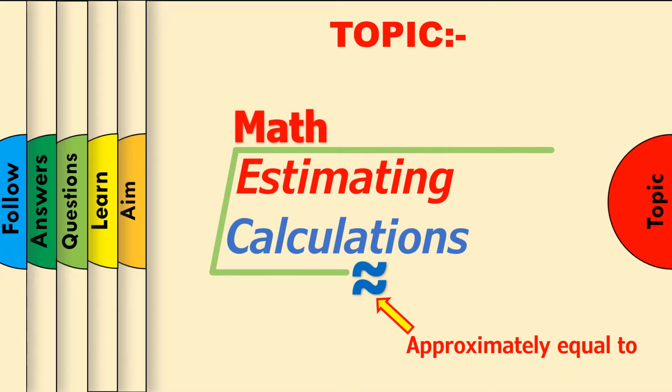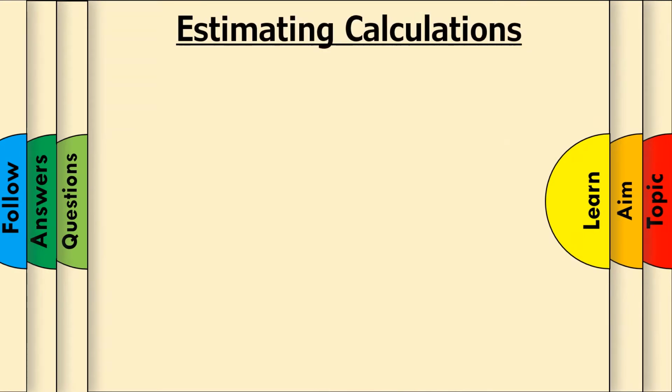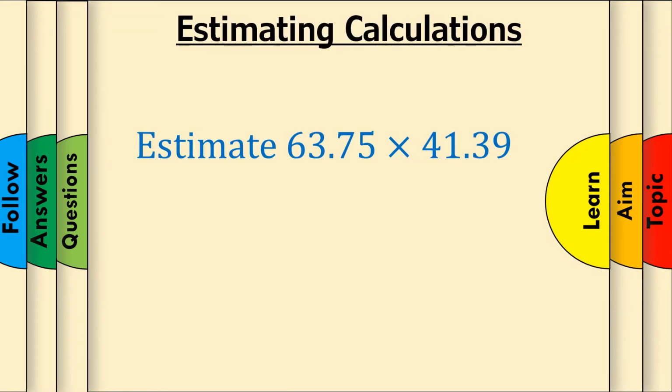It's the exam, and this is your question. Estimate 63.75 multiplied by 41.39. What do we do? Take a random guess? It turns out there's a systematic approach to this. After all, it's maths. All you need to do is round all the numbers to one significant figure.